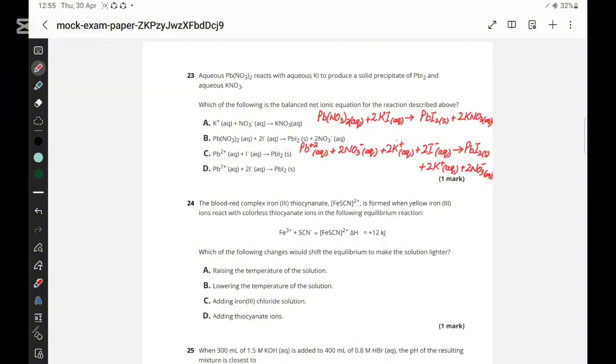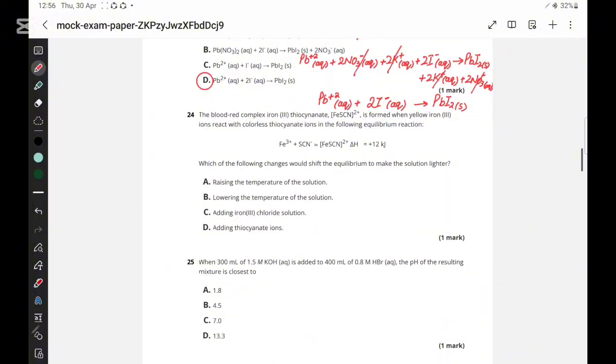So what happens from both sides? Potassium and nitrate are acting as spectator ions, so they will be cancelled out, and the remaining equation becomes Pb2+ in aqueous form plus 2 iodide in aqueous form, and they are going to form lead iodide as the precipitate. So our answer is going to be D.